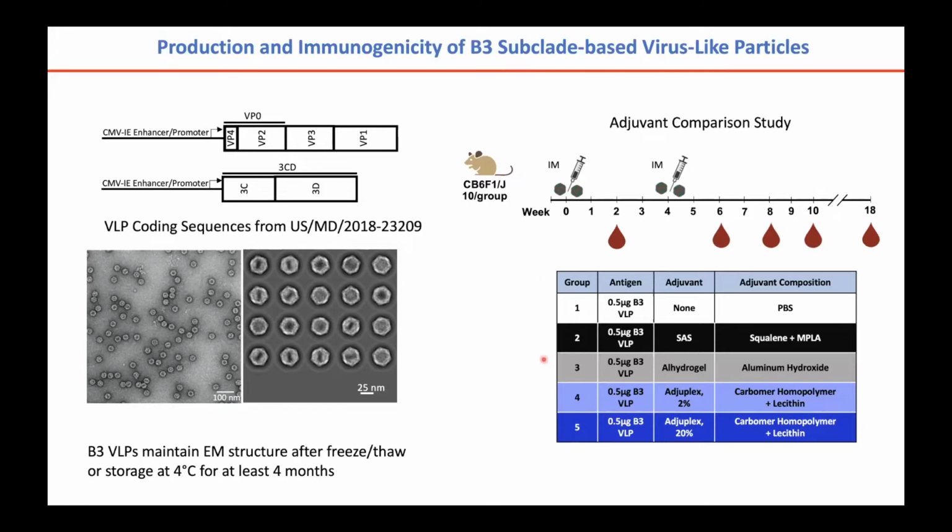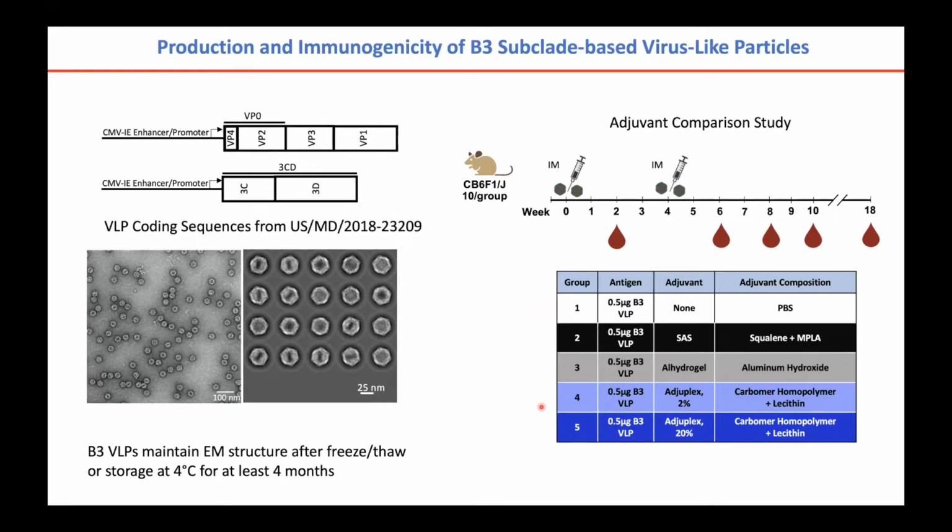So we had 5 groups of mice. The first group was adjuvanted with nothing. The second was with SAS, again, as a control for the first study. Then we used alum in the third group. And then we used 2 different concentrations of a relatively new adjuvant called Adjuplex.